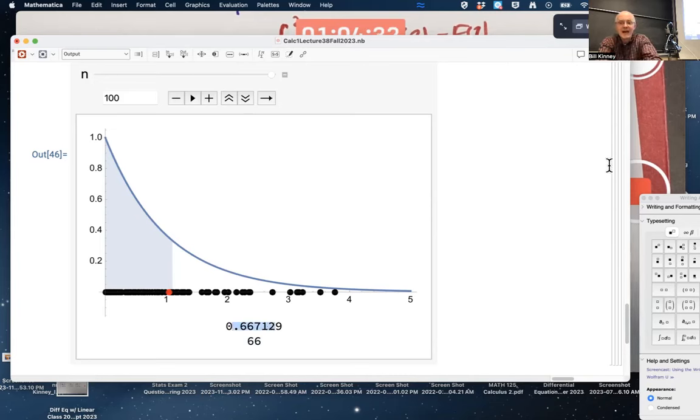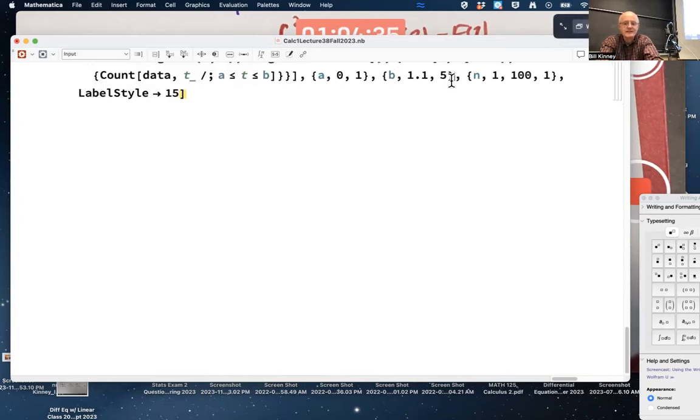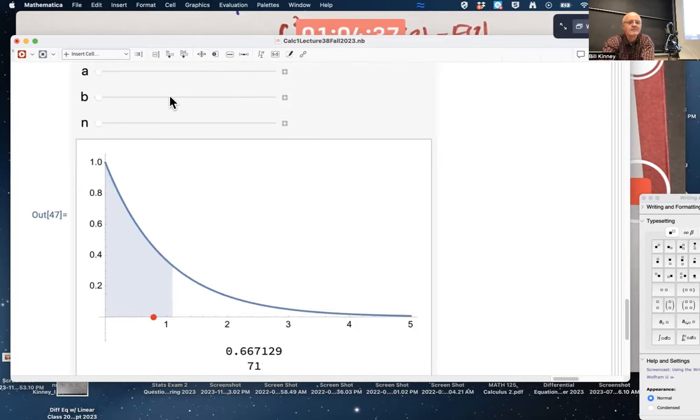If I run the simulation again, it won't necessarily happen in the exact same way because it's a new simulation. The area under the curve from 0 to 1.1 is still 0.667, but now for this particular simulation, 71% of the data points are between 0 and 1.1. That's because it's a simulation involving randomness. This is what happens when you try to apply probability to real life: it's not a perfect model, it's just an approximate model, but you hope it's good. You hope it's good enough to make decisions, like business decisions for insurance companies, for example.